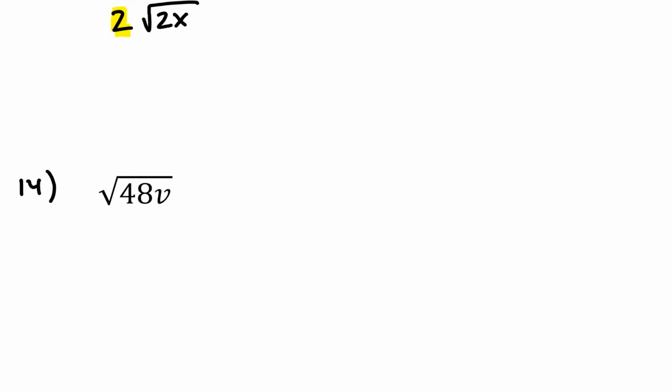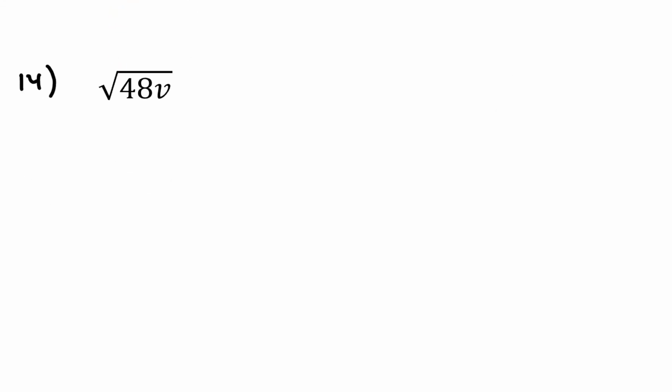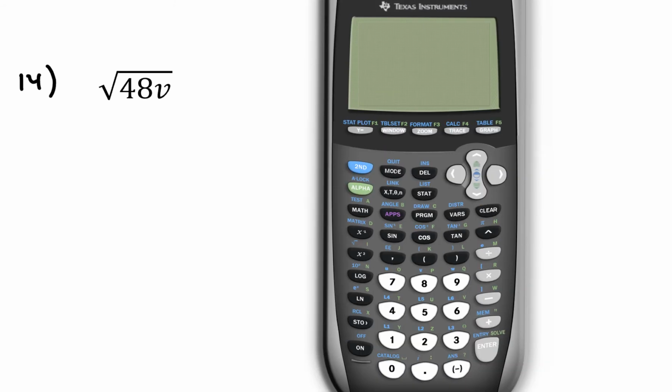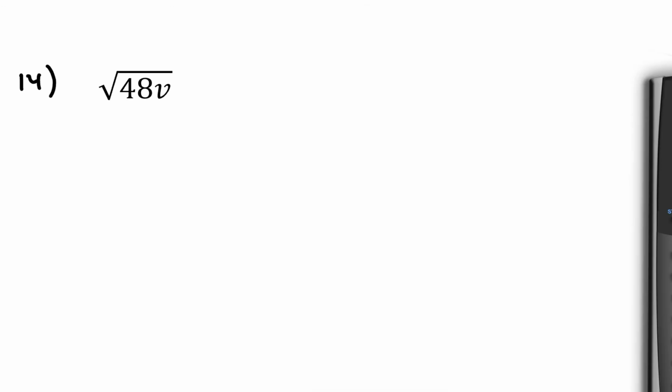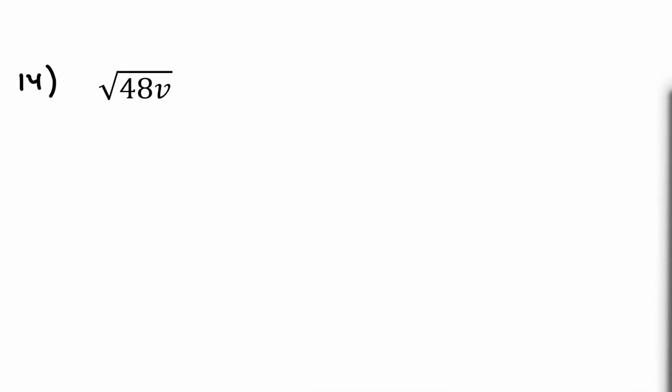And then the final example that I'll do with you is number 48. As I look at the number 48, I'm trying to think in my mind. I think that's divisible by 16, and I know 16 is a perfect square. 48 divided by 16. Yeah, it's 3. Great. So I can rewrite this as the square root of 16 times 3v.